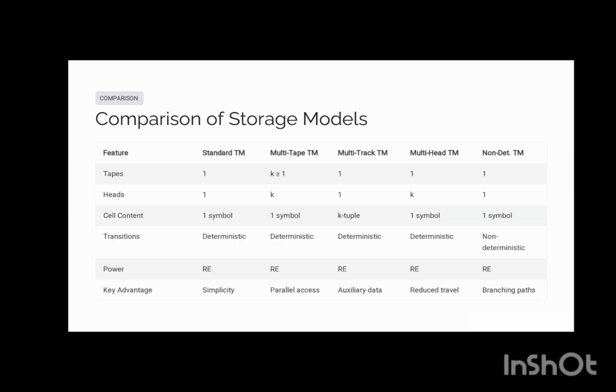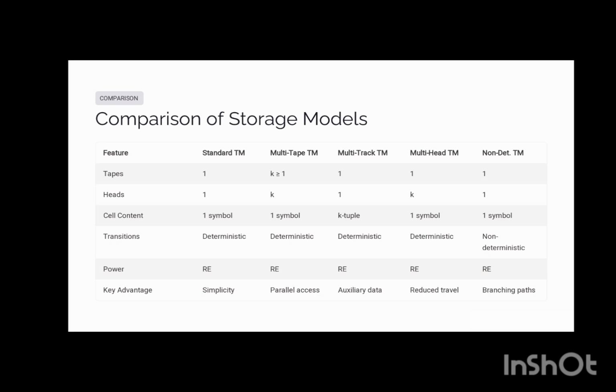The table summarizes the 5 Turing machine variants we have discussed. Note that all models recognize the same class of languages, the recursively enumerable languages, confirming their computational equivalence. The differences lie in efficiency and structural convenience. The standard Turing machine is the simplest baseline. The multi-tape Turing machine provides true parallel access to multiple tapes.